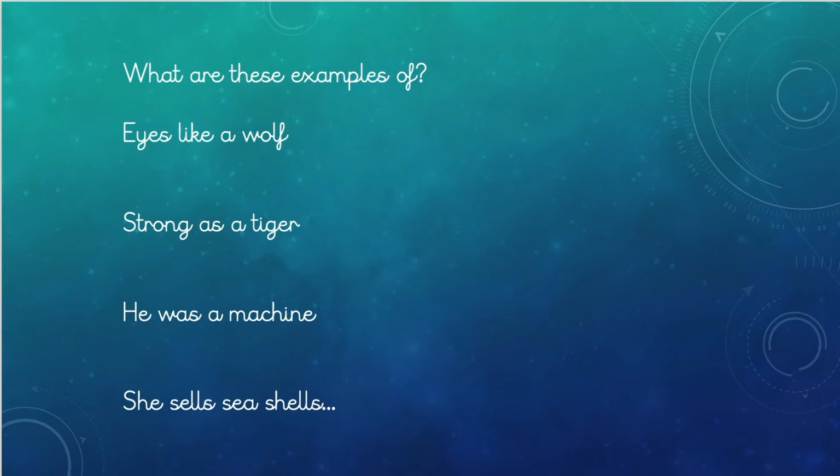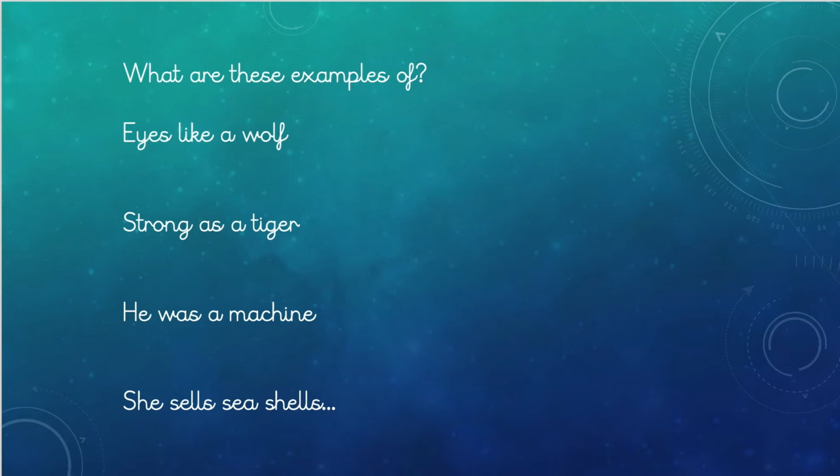What are these examples of? Eyes like a wolf, strong as a tiger, he was a machine, she sells seashells. Well, eyes like a wolf is a simile. Strong as a tiger is a simile. He was a machine is a metaphor. She sells seashells is an example of alliteration, using the same sound for each word.